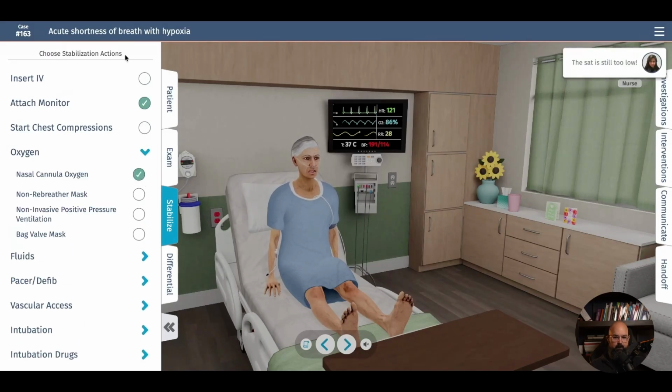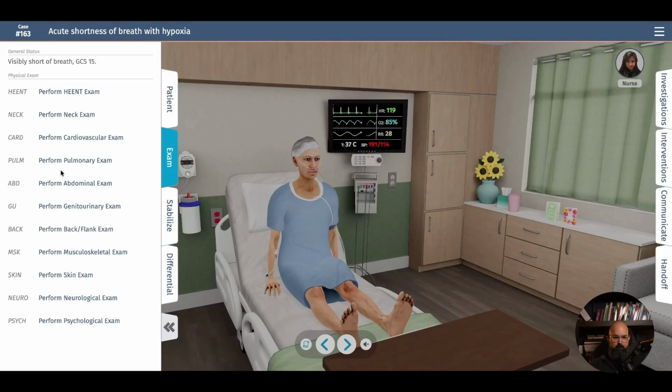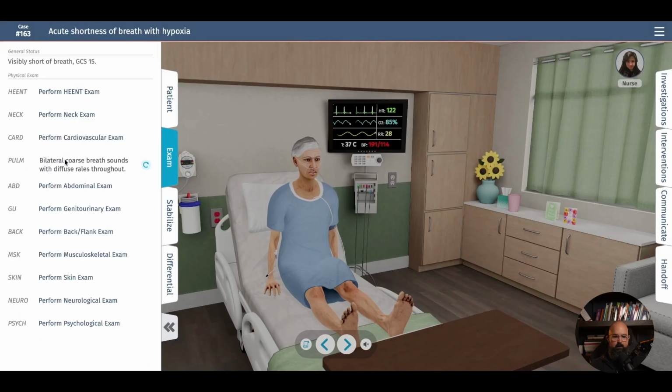A little bit of nasal cannula. Oh, the SAT is still too low. I just put it on. Give it a second. Yeah, it's not really coming up. 86, 87. Can we do a quick respiratory assessment? Bilateral coarse breath sounds with diffuse rales throughout. It doesn't tell me anything about work of breathing. Neuro, awake and alert, face symmetric, no drift in upper extremities, yada yada.